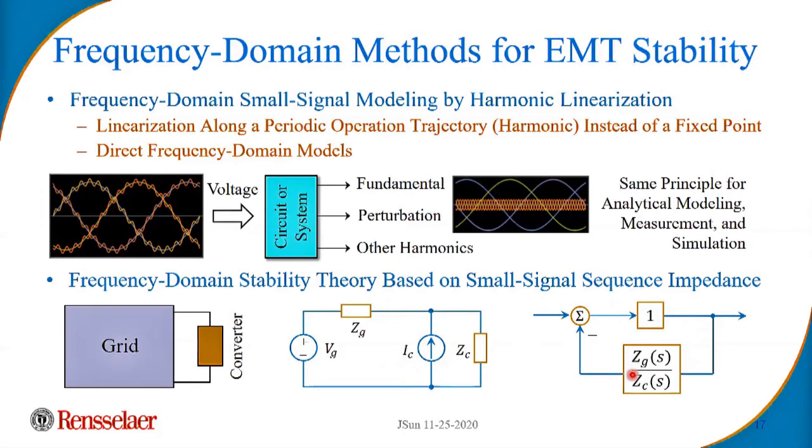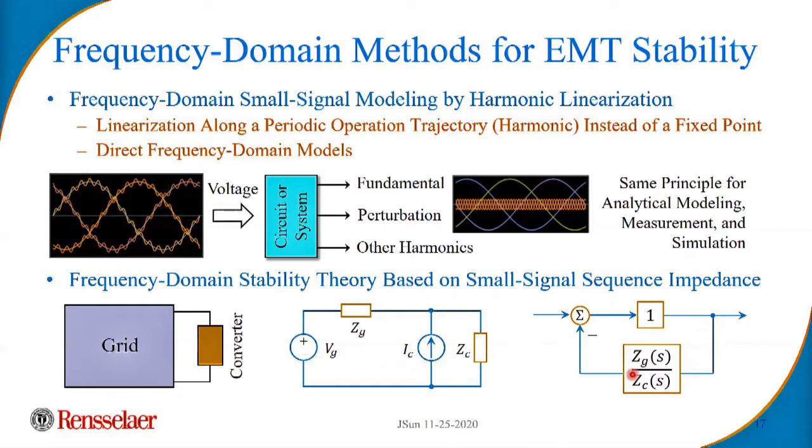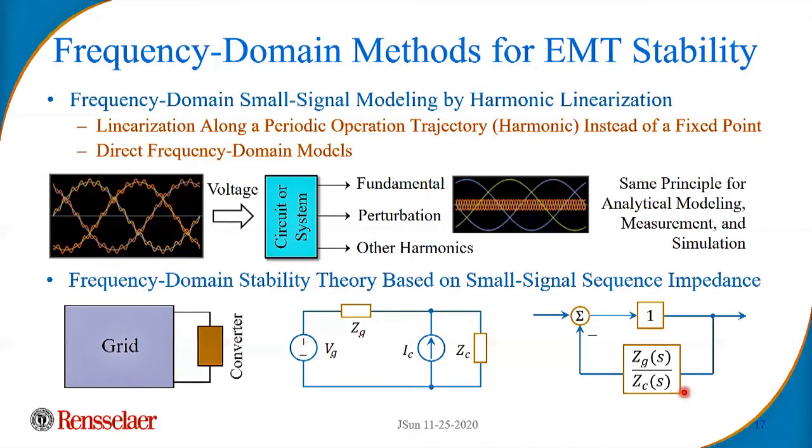By doing that, we establish a really simple connection between a converter connected to the grid and a feedback control problem in classical control theory. So we can study the system stability based on this. And this can be expanded to much more complex systems based on the same principle. So we can study multiple converters connected to the grid at different points. It's just an expansion of this, but the fundamental theory is based on the impedance.